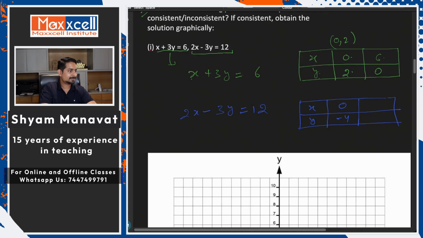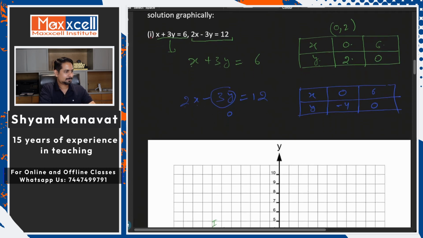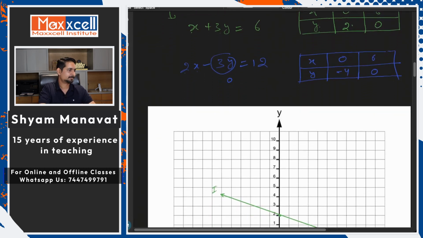Second condition, if you put y equal to 0, this term will become 0. So you got only 2x equal to 12. So if y is equal to 0, 2x is equal to 12. So x will be equal to what? 6. Great. Correct?